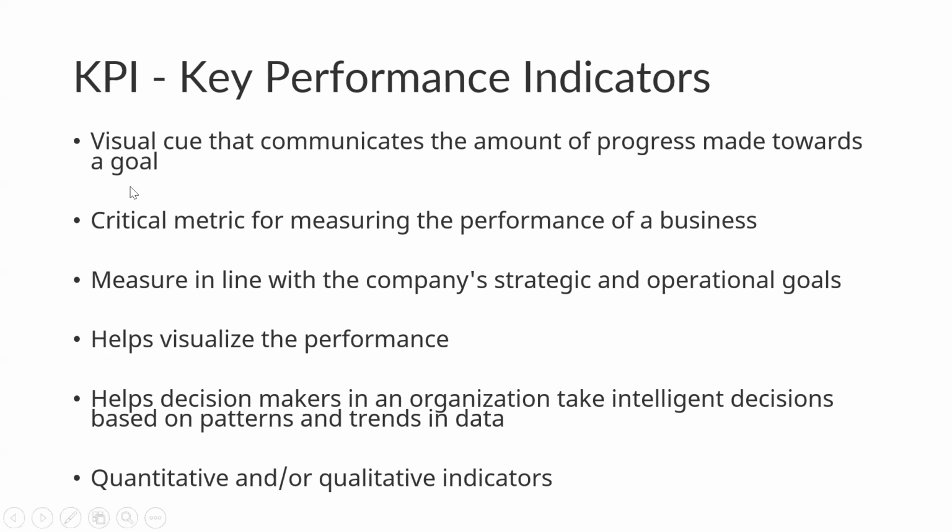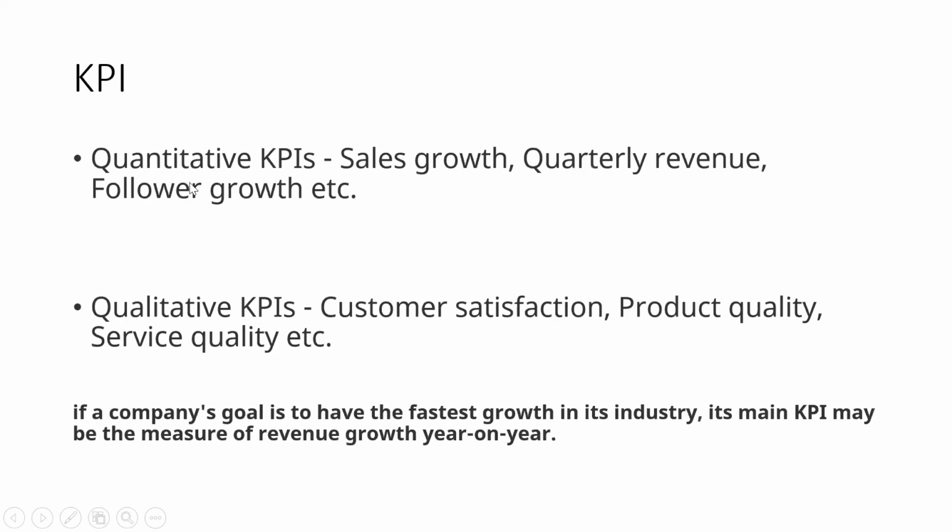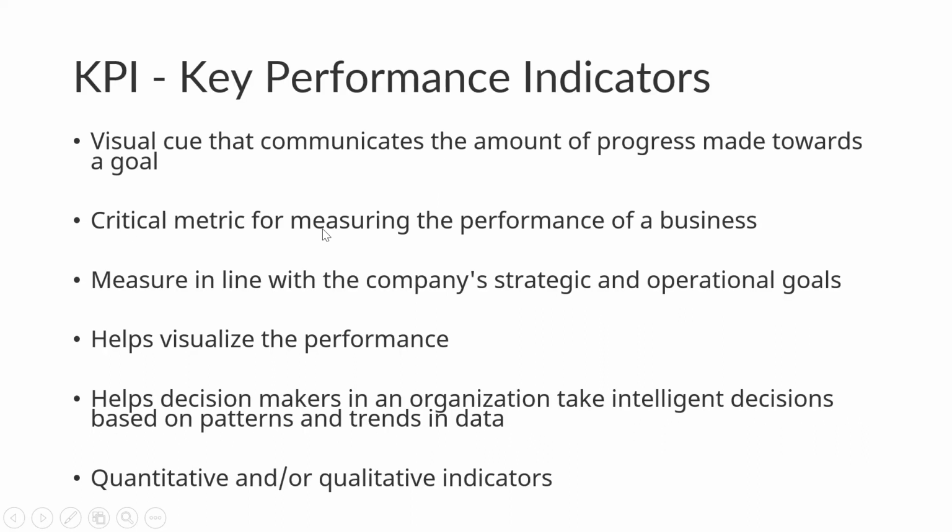And there are some more points on top of KPI. It's a visualization cue that communicates the amount of progress made towards a goal. Critical metrics for measuring the performance of the business. Measures in line with the company's strategic and operational goals. Helps to visualize the performance of the company. Visualize means by these charts and graphs, we can visualize the performance. Helps decision makers in an organization to take intelligent decisions based on patterns and trends in the data.